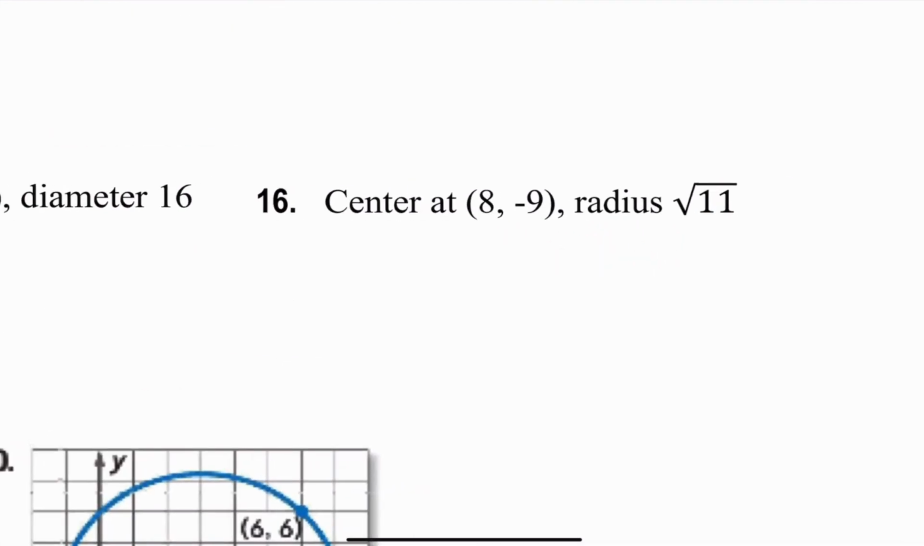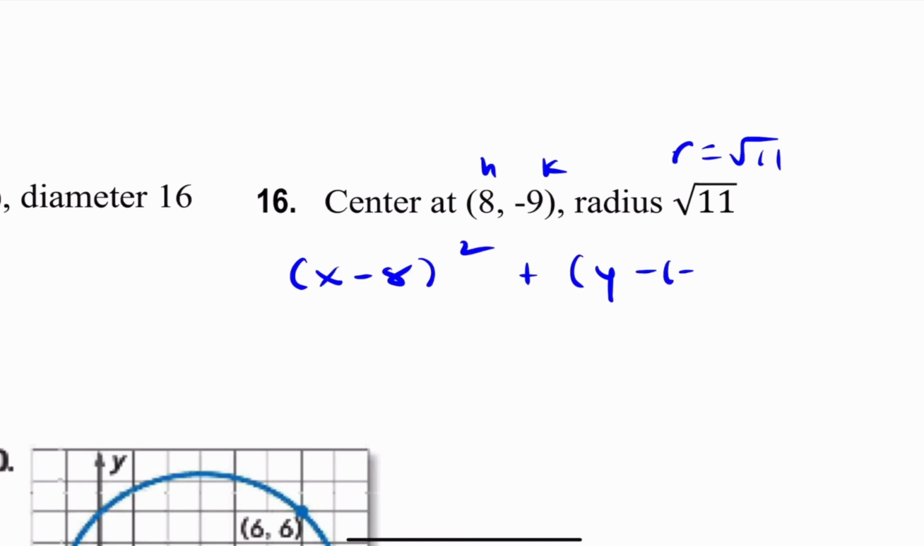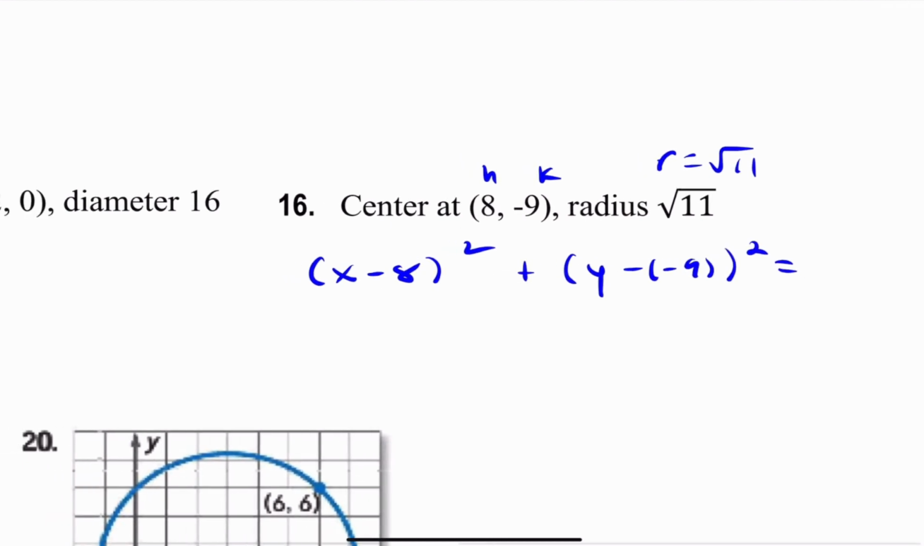It says center at (8, -9), and the radius is the square root of 11. So this is h, k, and your radius is the square root of 11, right? So you have (x minus 8) quantity squared plus (y minus -9) quantity squared equals root 11 squared.